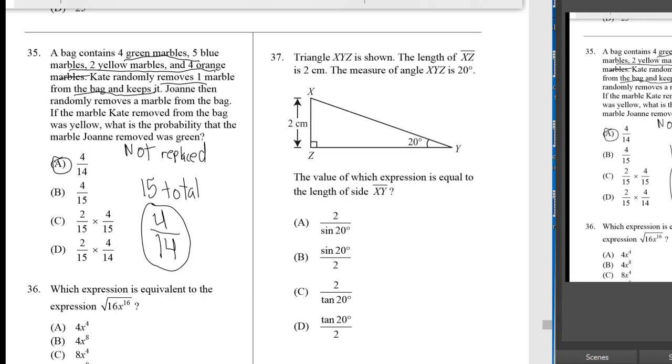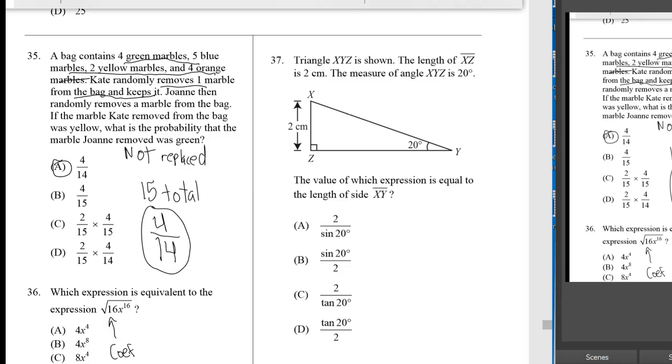Number 36. If you rush through this one, you will get it wrong. A lot of people see this and say the square root of 16x to the 16th is equal to 4x to the 4th. That's wrong. To do this, you have to remember the rules of exponents, because exponents, square roots and radicals all fall under the same family. So, you know that coefficients, this is not a base, coefficients follow operation.